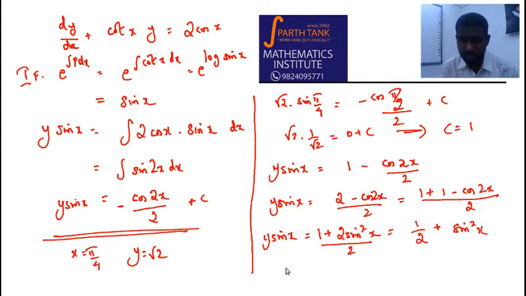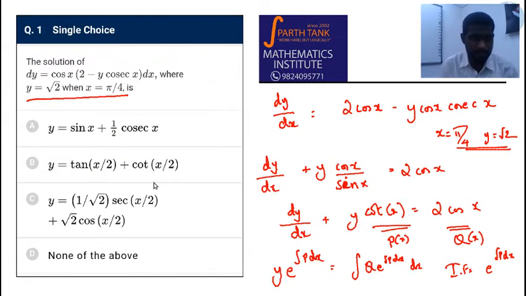Now take this sin x to the other side. I get 1 by 2 sin x plus sin x, right? Divide both terms by sin x. So this is nothing but half cosecant x plus sin x. So y is half cosecant x plus sin x, option A. So very simple question. It is a linear equation of the first order: dy by dx plus p of x into y is equal to q of x. Find the integrating factor and then you're set.